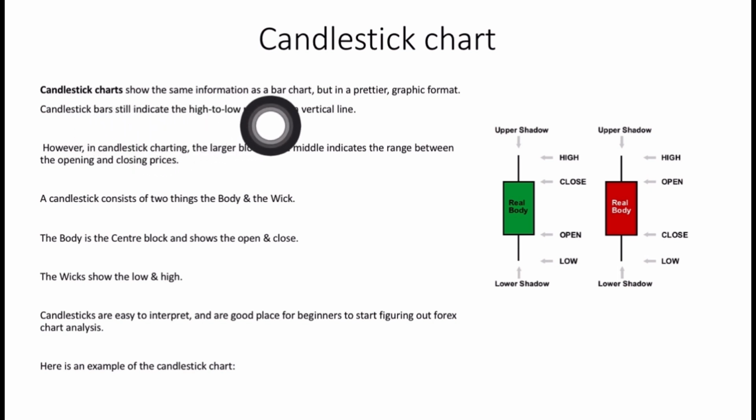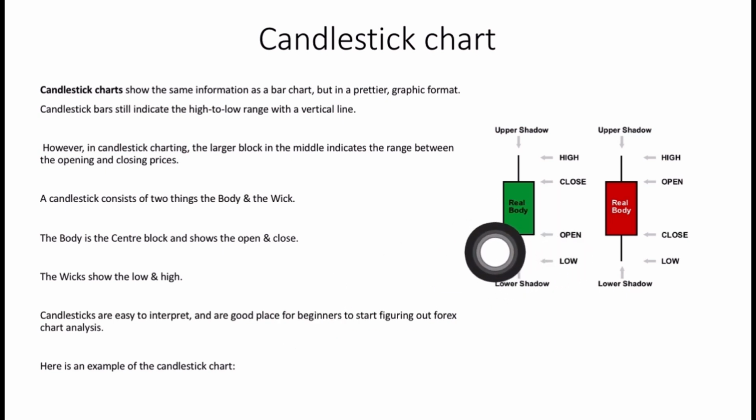Candlestick charts show the same information as a bar chart, but in a prettier graphic format. Candlestick bars still indicate the high and low range with a vertical line. However, in candlestick charting, the larger block in the middle indicates the range between the opening and closing price. So a candlestick consists of two things, the body and the wick. The body is that green thing you see, and the small sticks are called wicks. So the body is the green and red part. The body is the central block and shows the open and the close.